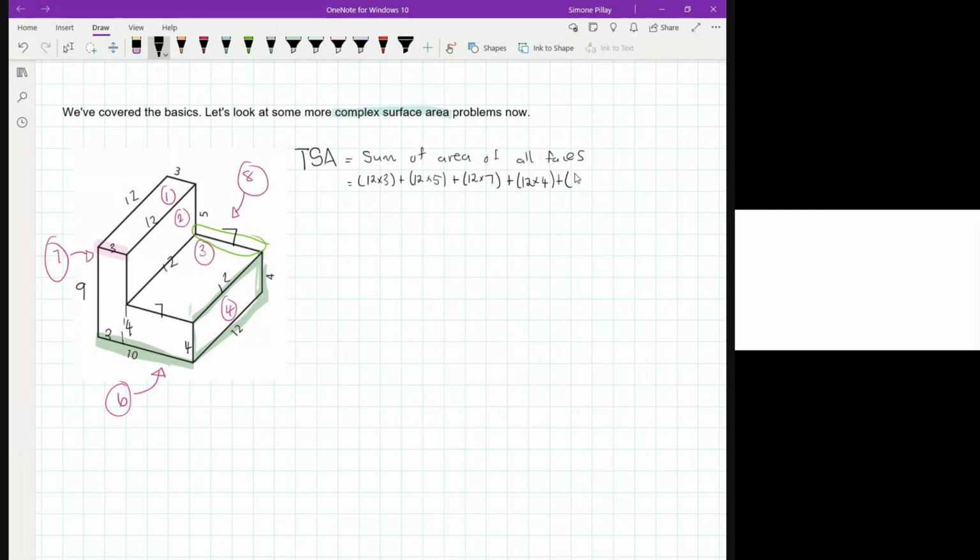It's going to be 3 times 9, which is this section over here, plus 4 times 7, which is this section over there. Did we all follow how I did that? Okay.